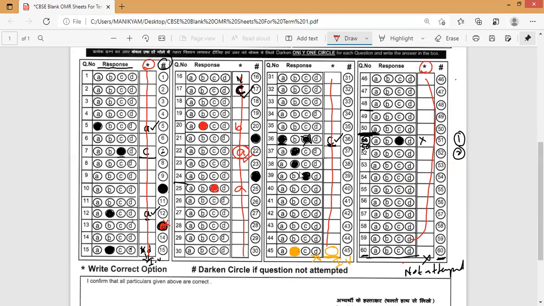So this is all about your upcoming board examination OMR. If you have any confusion or any doubt, please kindly contact our MNR Academy, which is always ready to support you children.